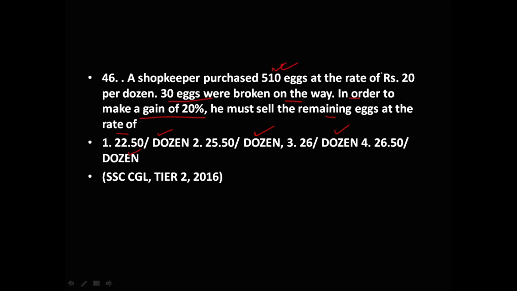510 eggs at the rate of 20 per dozen. What is the CP of all eggs? It is 510 into 20 by 12, because 20 per dozen, so per unit will be 20 by 12. So it's 850. Clear? Next, it is said that 30 eggs were broken. So how many eggs are there now? 510 minus 30 means 480. 480 eggs are intact now.